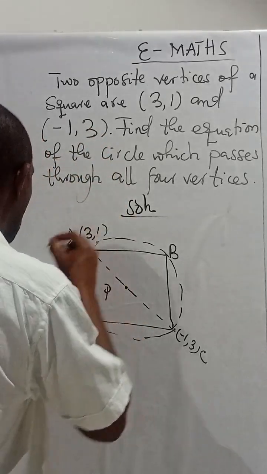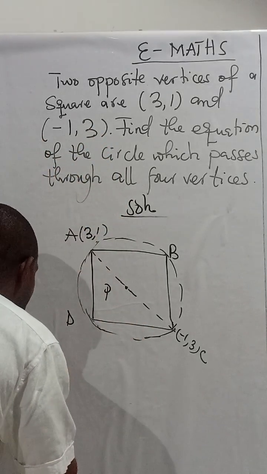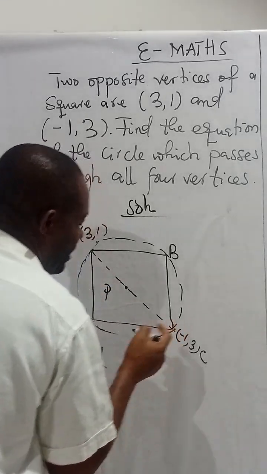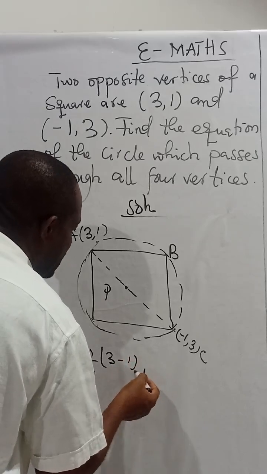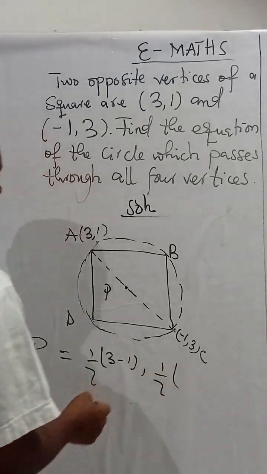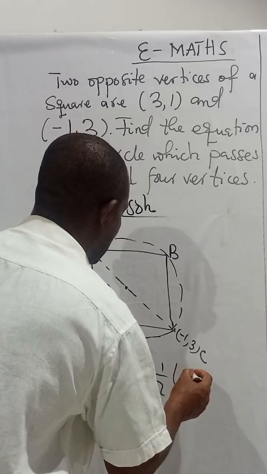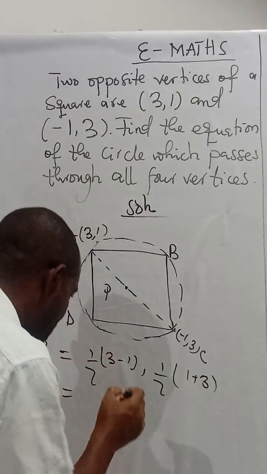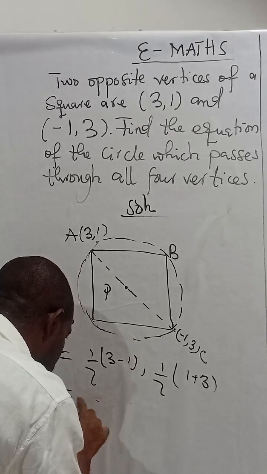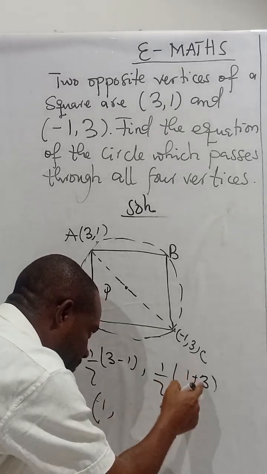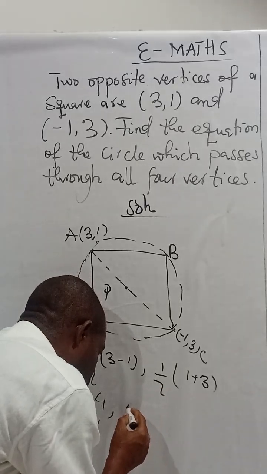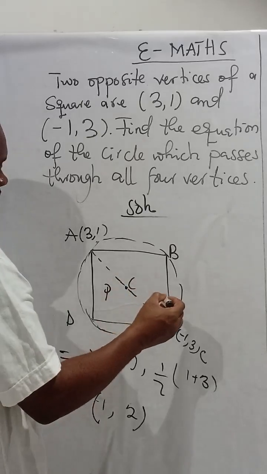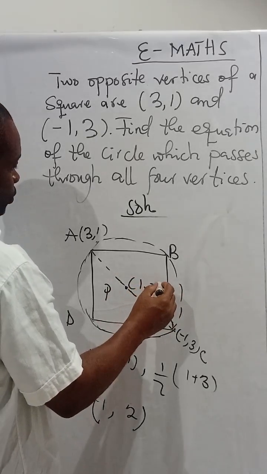So we'll say that P will be equal to half into brackets 3 plus -1, which will be 3 minus 1, comma half times 1 plus 3. Now this will give me 2 divided by 2, that is 1. Then 1 plus 3 is 4, divided by 2 is 2. So it means that the coordinates of the center of the circle are (1, 2).